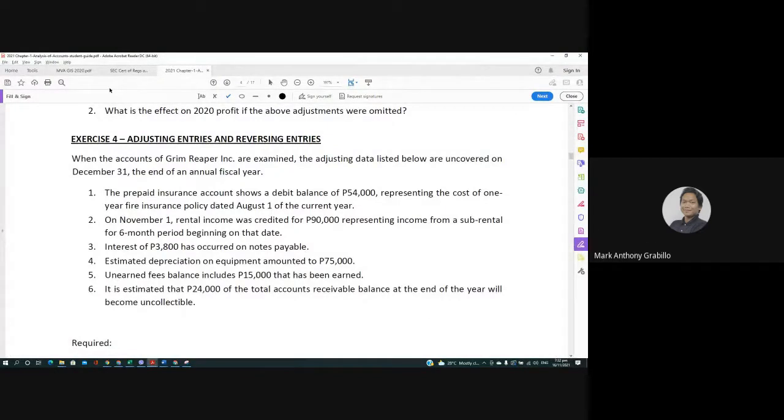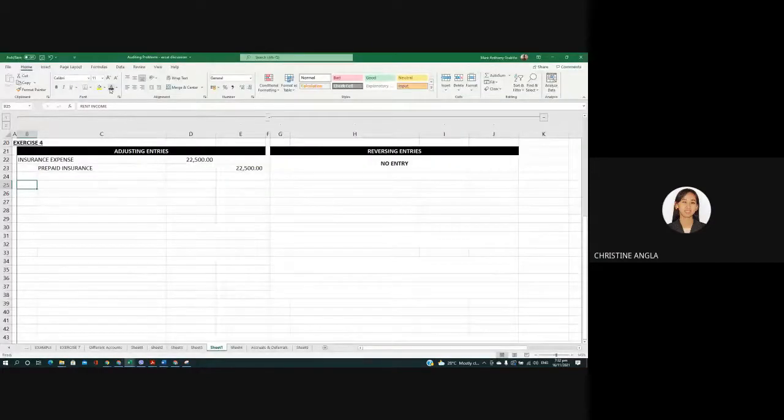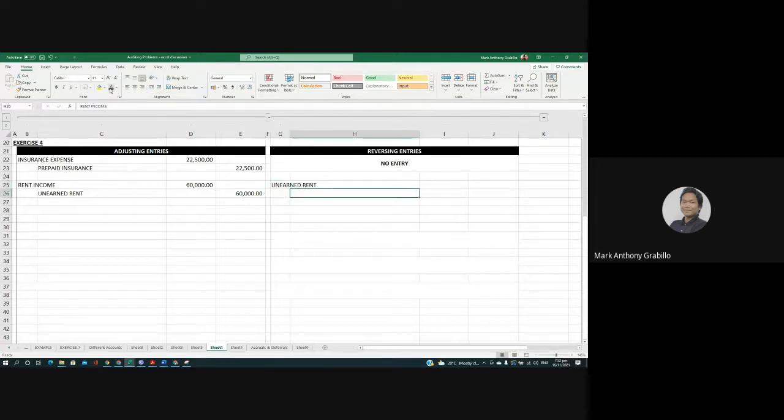And then, anong adjusting entry natin for second transaction? Debit rent income, unearned rent income. Magkano po? 60,000. Kailangan ba itong i-reverse the following year? Opo, yes po. Kasi anong method yung ginamit? Revenue method, income method or revenue method. So your reversing entry will be debit unearned rent income, credit rent income, 60,000.